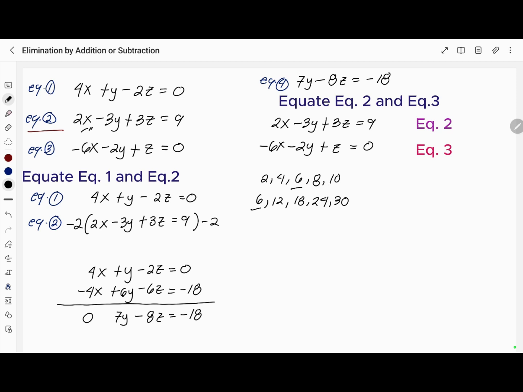Since equation 3 has negative 6x already, there's no need to modify this equation. However, let's aim for positive 6x in equation 2. To do that, let's multiply equation 2 by positive 3. So 3 times 2x, that is 6x. Then 3 times negative 3y, we have negative 9y. 3 times 3z, so 9z. Then 3 times 9 is 27. Then copy equation 3.